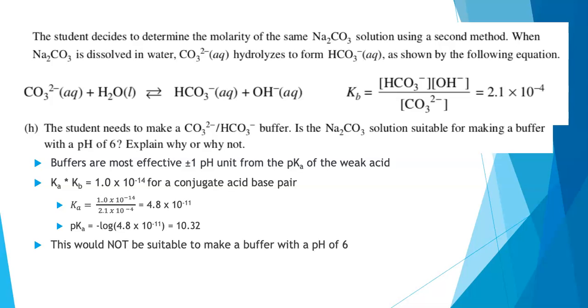We've got our reasoning, we backed it up, and we can talk about why this works. If you want to make a buffer with carbonate and hydrogen carbonate, you're going to be most effective in the pH range of 9 to 11, not 6. Wow, this was a long problem. It was a good problem, but not an easy problem. It was 1 point for all of that.